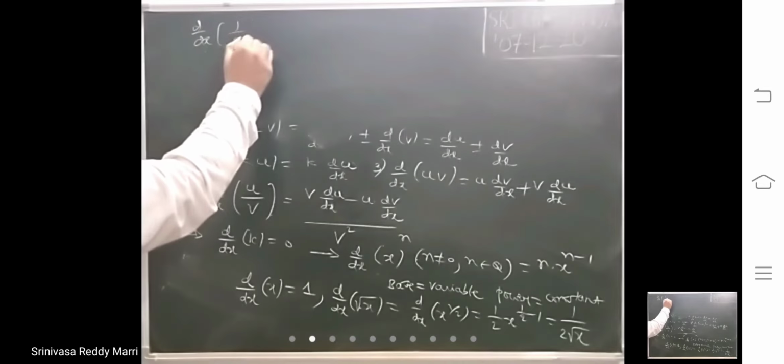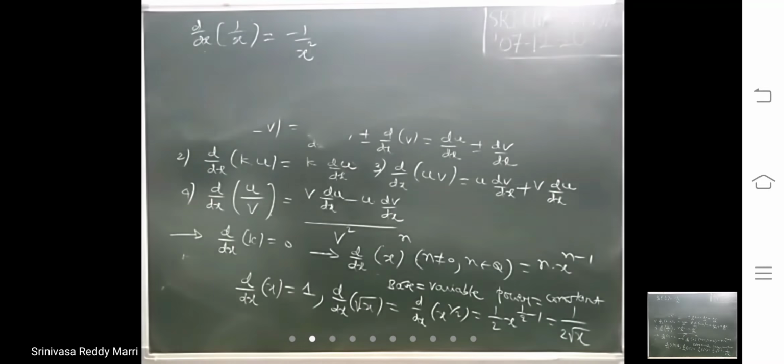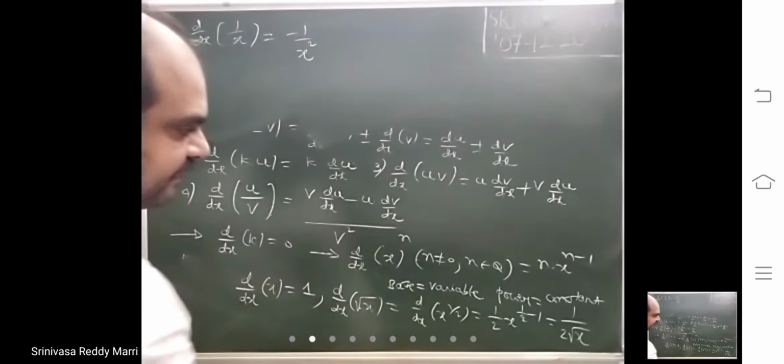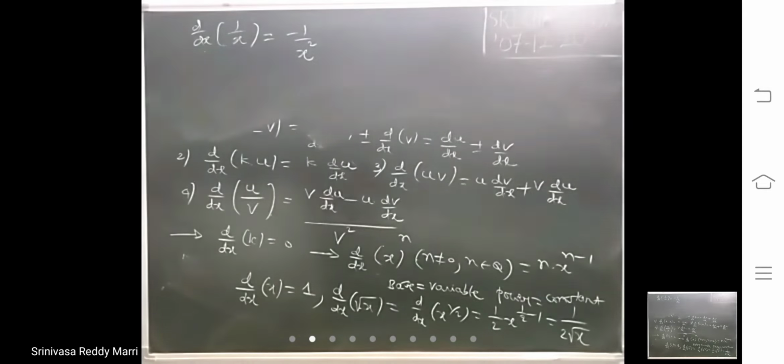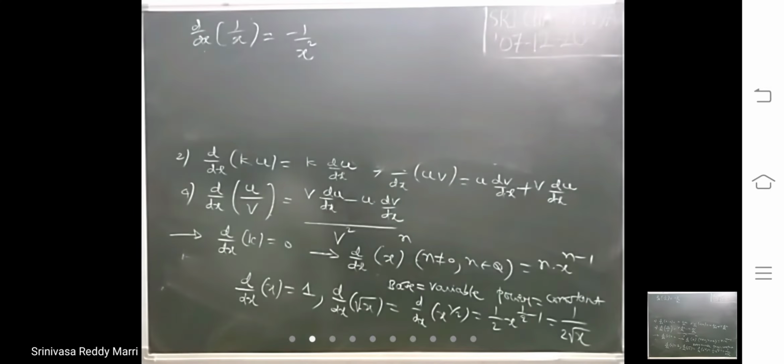Similarly, 1 by x is nothing but minus 1 by x square. This is x power minus 1, n is minus 1. So it can be a negative or positive rational number above. So minus 1 by x square is the derivative. Now look at this. If a power constant is there, we will use this rule.